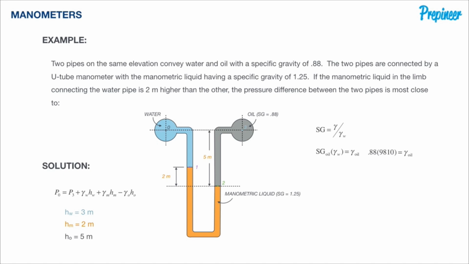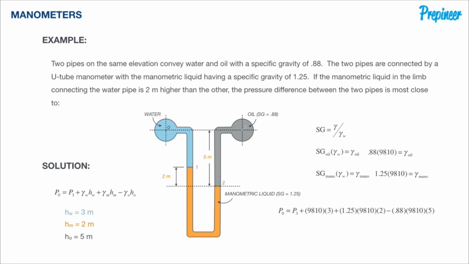Let's do the same for the manometric liquid. There's our specific gravity relationship. That's the general formula once again, and rearranging this formula to isolate the specific weight for that liquid. Again, we know that the specific weight of water is 9810. We know that the specific gravity of this liquid is 1.25. So by plugging those values in, we're going to accurately define what the specific weight is of this liquid.